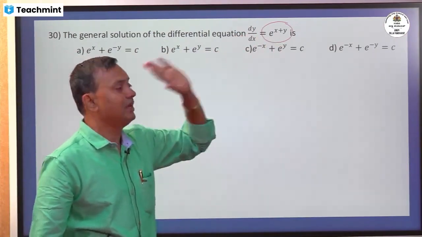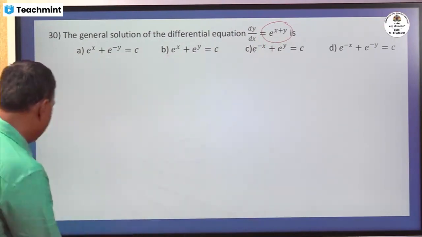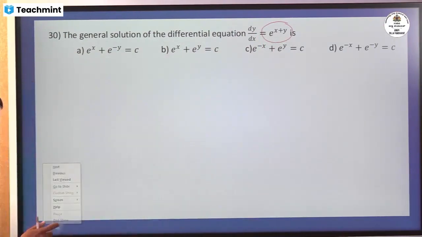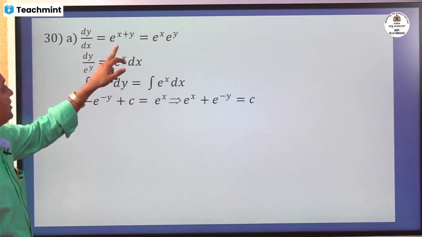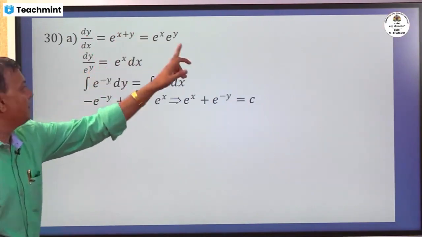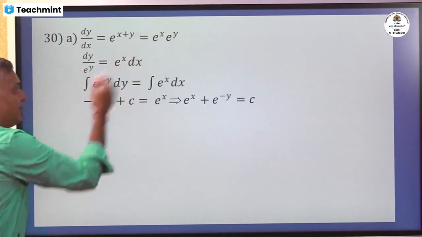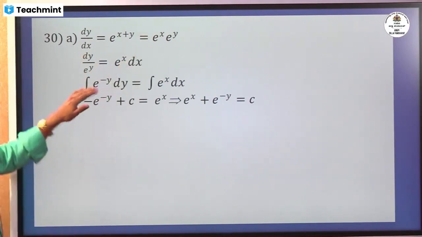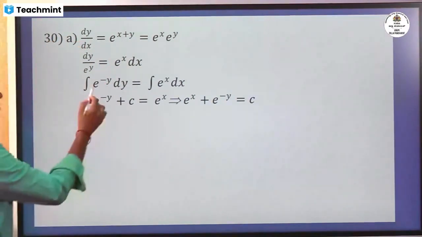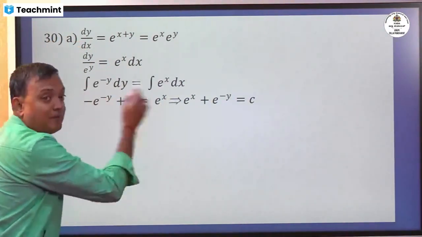x plus y. ಸೊ ಈಗ ಇಲ್ಲಿ ಫಸ್ಟ್ ಅದನ್ನ ನೀವು ಸ್ಪ್ಲಿಟ್ ಮಾಡಿ, dy by dx equal to e power x plus y can be written as e power x into e power y. ವೇರಿಯಬಲ್ ಸಪರೇಬಲ್ ಫಾರ್ಮ್ dy by e power y equal to e power x, e power y ನ ನ್ಯೂಮರೇಟರ್ ತಗೊಂಡೋಗಿ e power minus y. This is variable separable form.